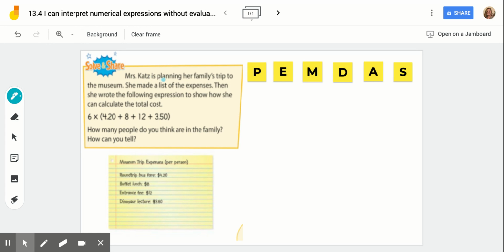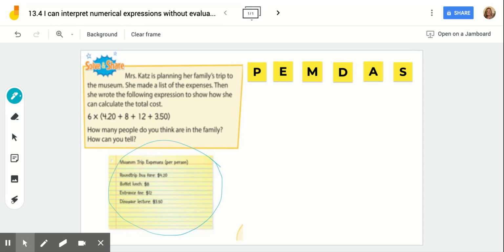So, Miss Katz is planning her family trip to the museum. She made a list of expenses. Then she wrote the following expression to show how she can calculate the total cost: 6 times, parentheses, 4 and 20 hundredths, plus 8, plus 12, plus 3 and 50 hundredths. How many people do you think are in the family? How can you tell? And you have a chart here.